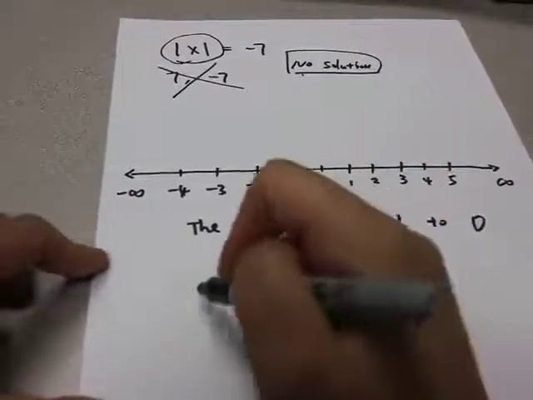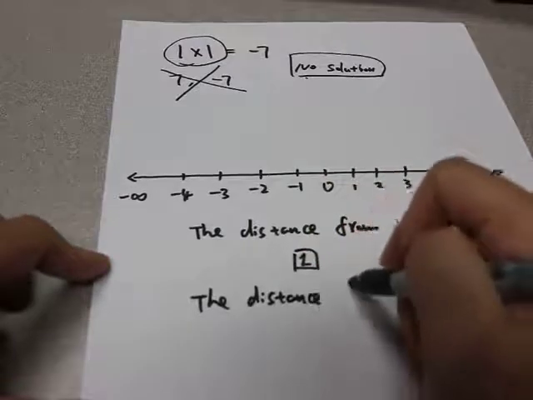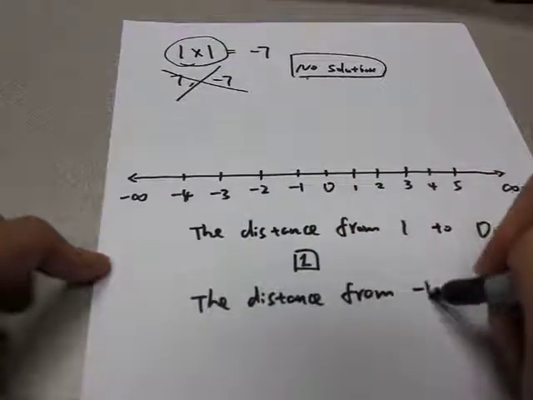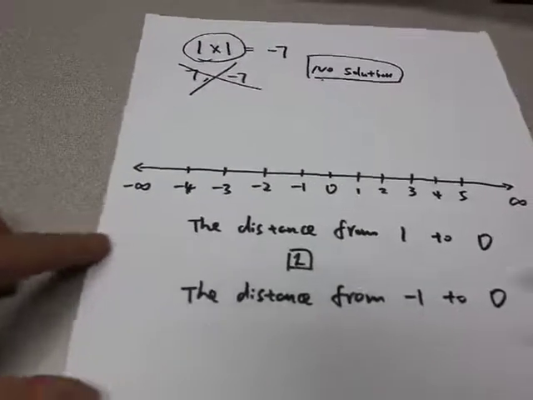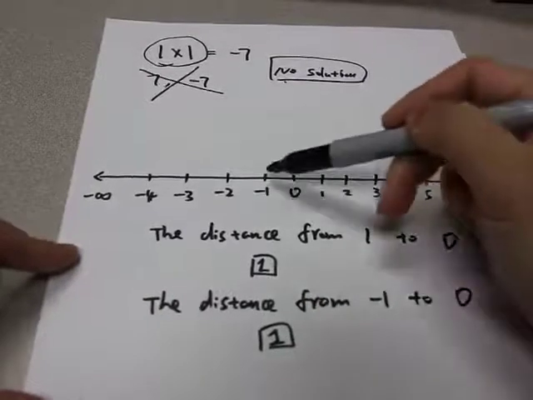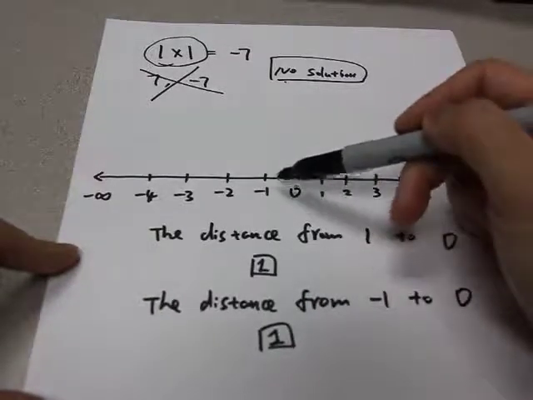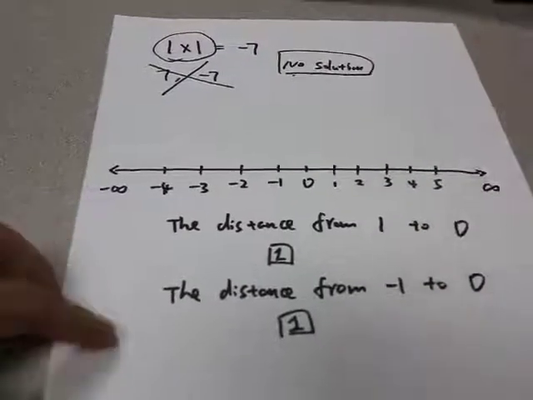Okay, now how about the distance from -1 to 0? The answer is the same. It is 1. When we move from -1 to 0, you also just need to move one step.